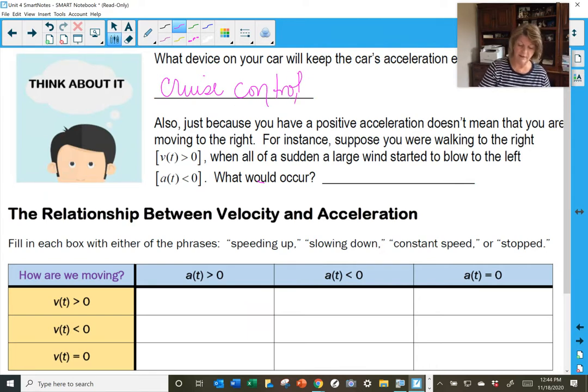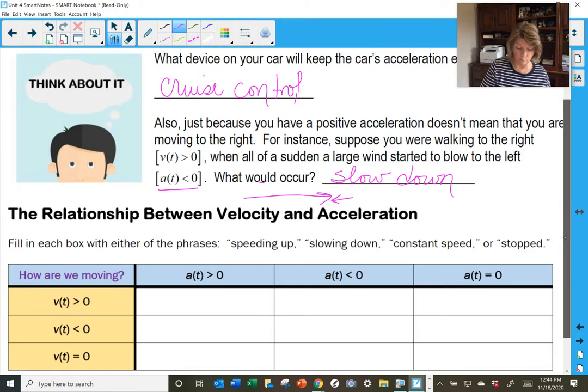Also, just because you have a positive acceleration doesn't mean that you're moving to the right. For instance, suppose you are walking to the right when all of a sudden a large gust of wind started blowing to the left, or in other words, we have negative acceleration. What would occur? I would slow down, wouldn't I? My velocity would slow down.